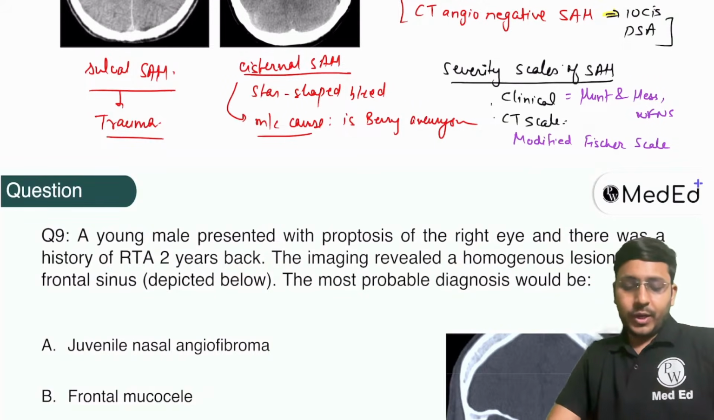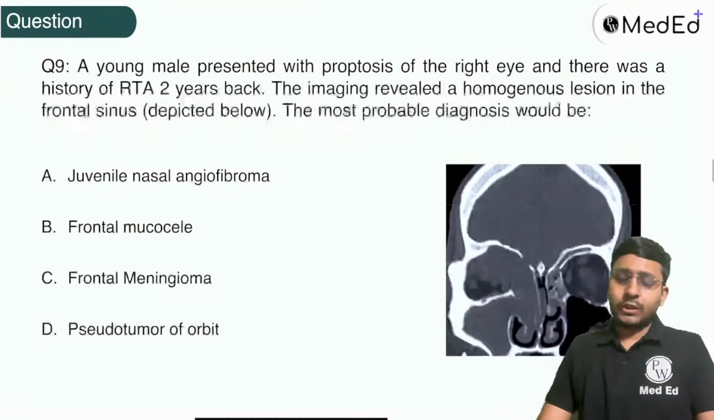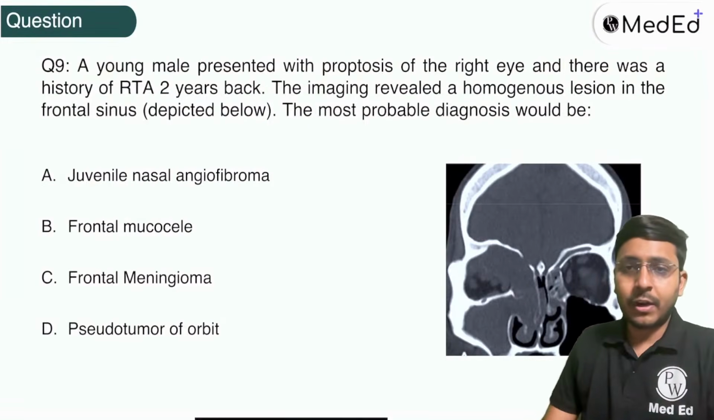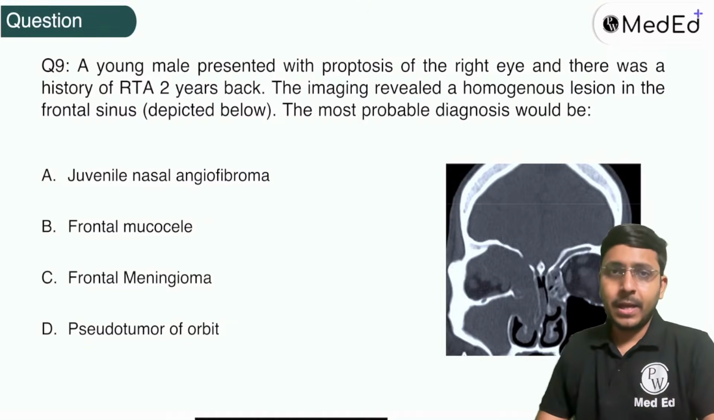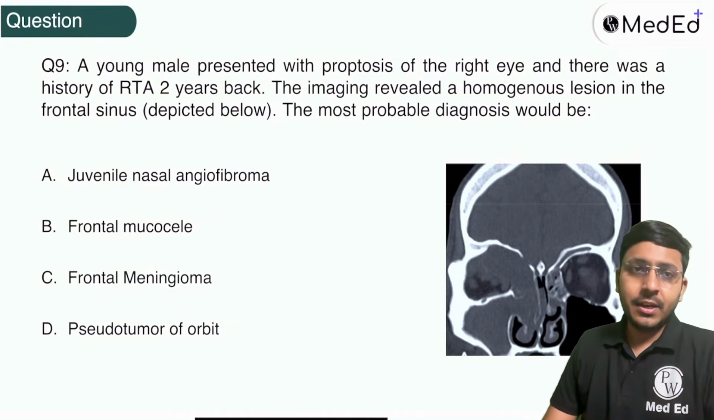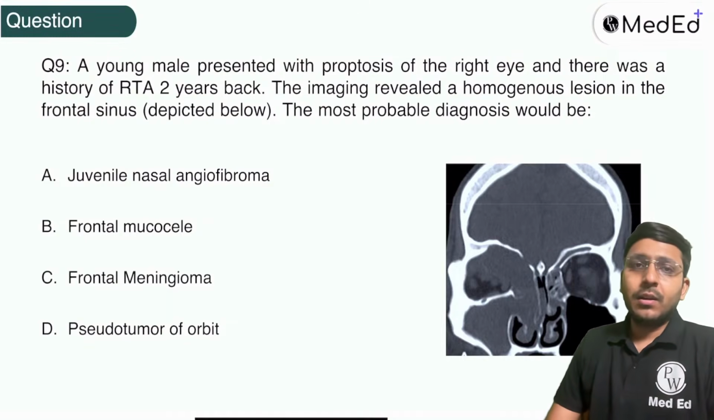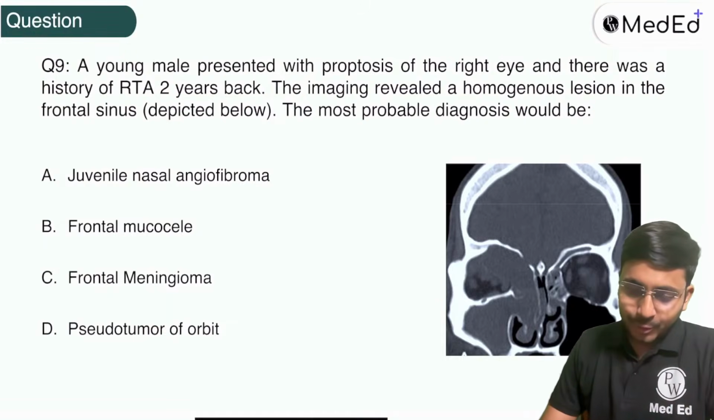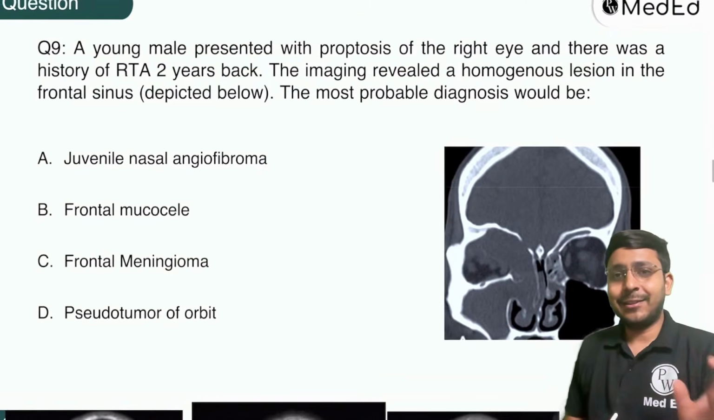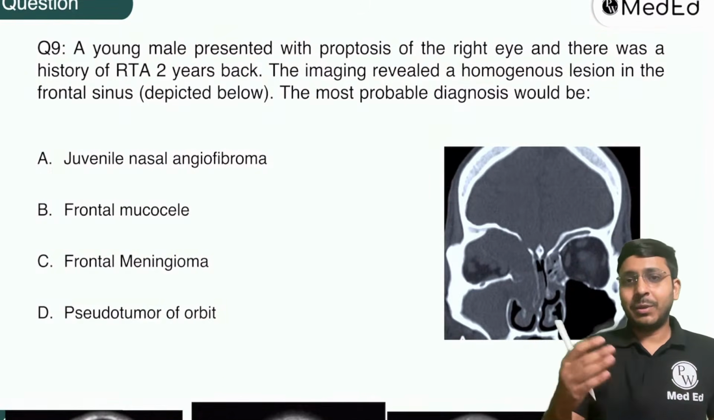Okay, next question. A young male presented with proptosis of the right eye, and there was a history of road traffic accident 2 years back. The imaging revealed a homogeneous lesion in the frontal sinus. Most probable diagnosis is? This was a previous question asked, and there was a new question then, but now it has become a PYQ.